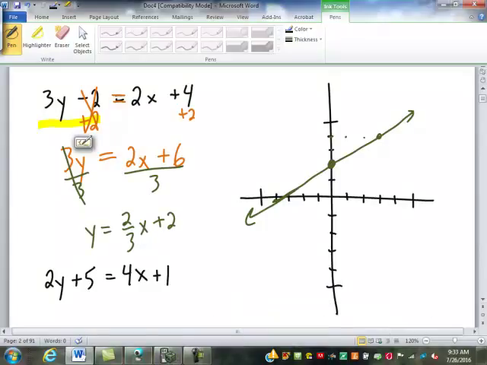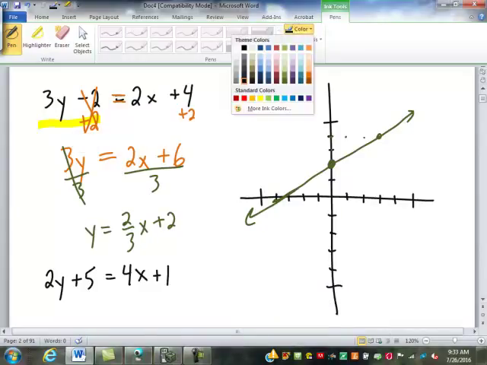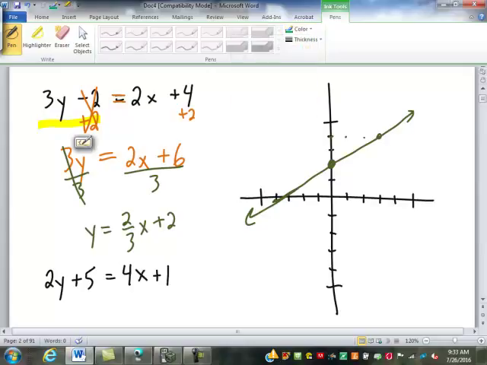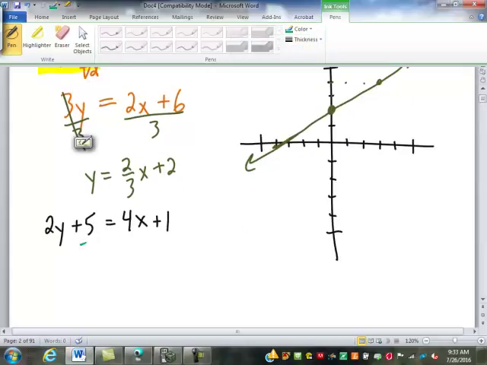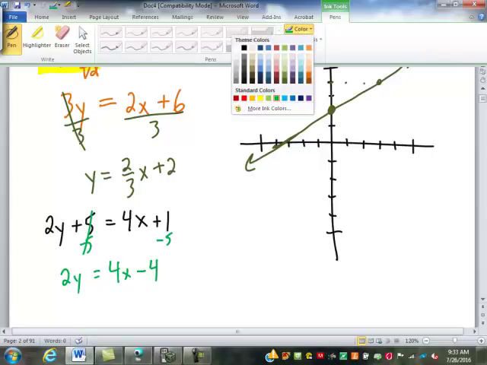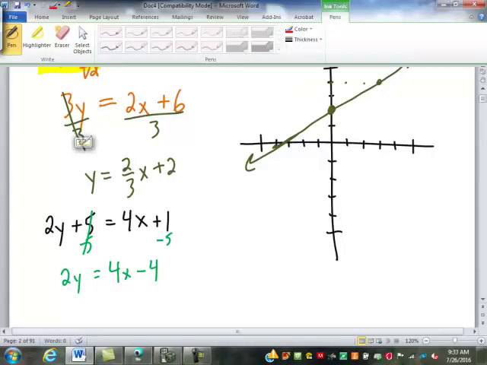Where do we start? We're going to subtract 5 to get rid of the 5. So 2y equals 4x, and 1 minus 5 is going to be negative 4. Any questions on why we just did that? Okay. Next, what do we have to do?